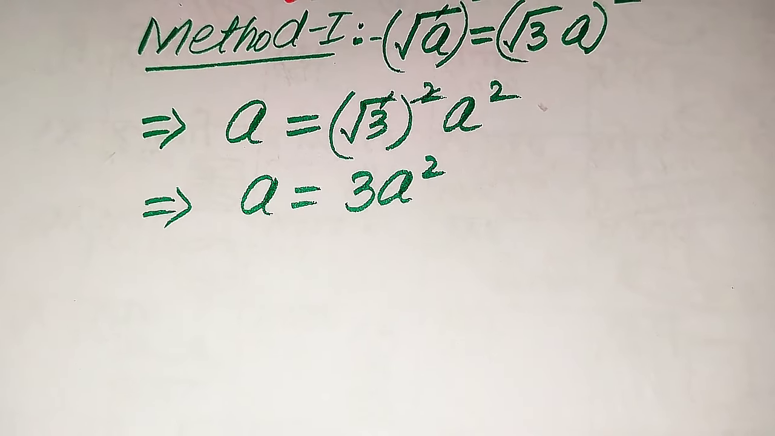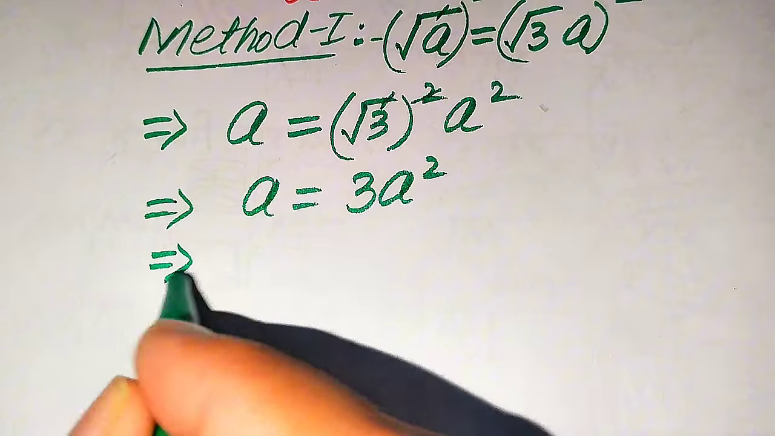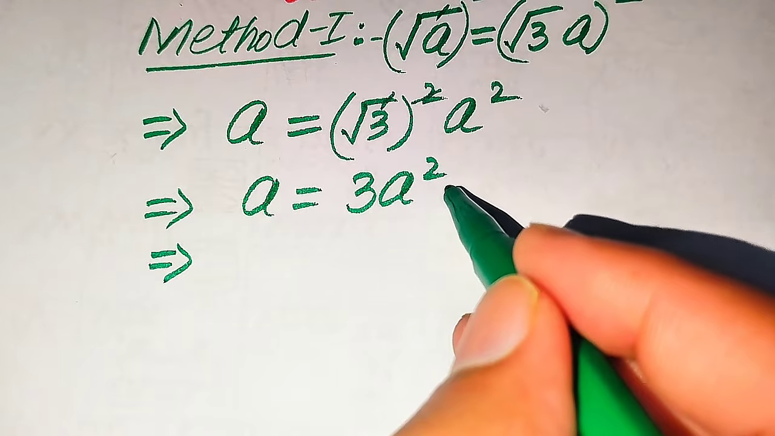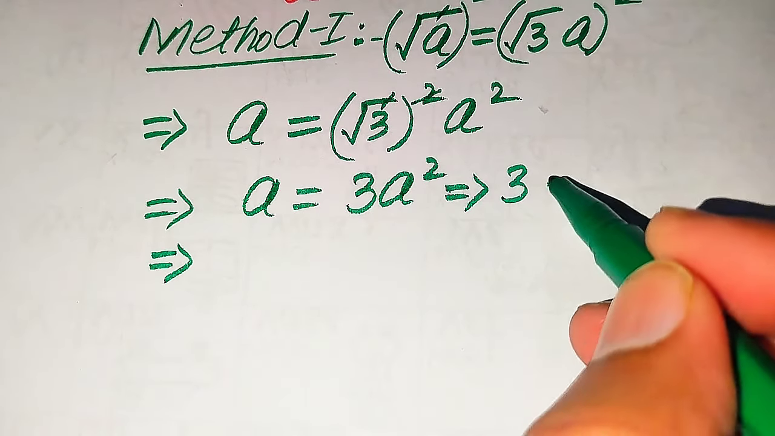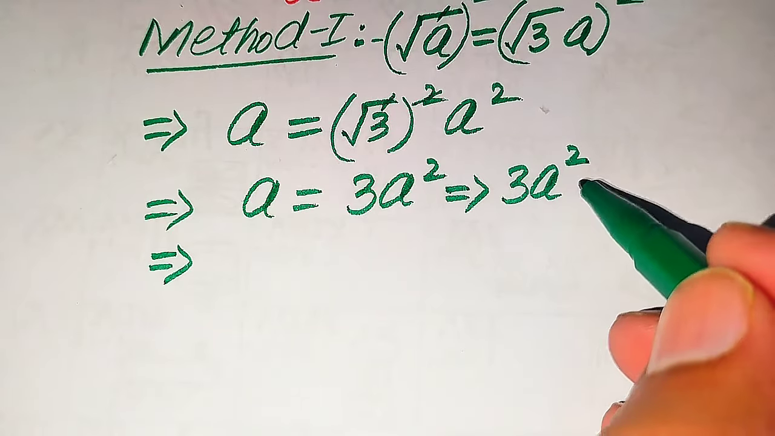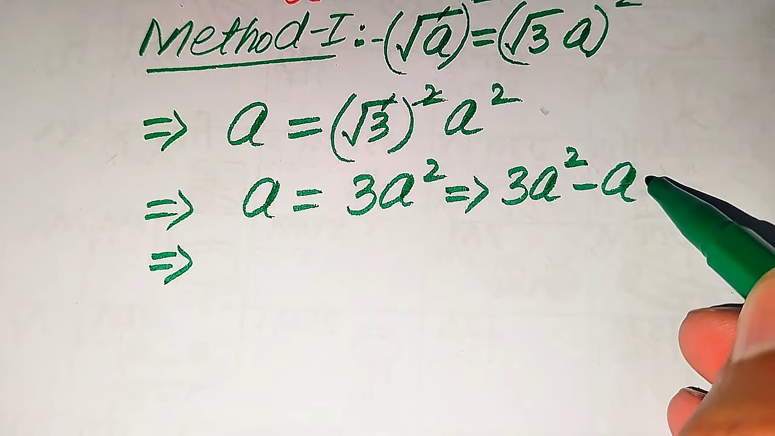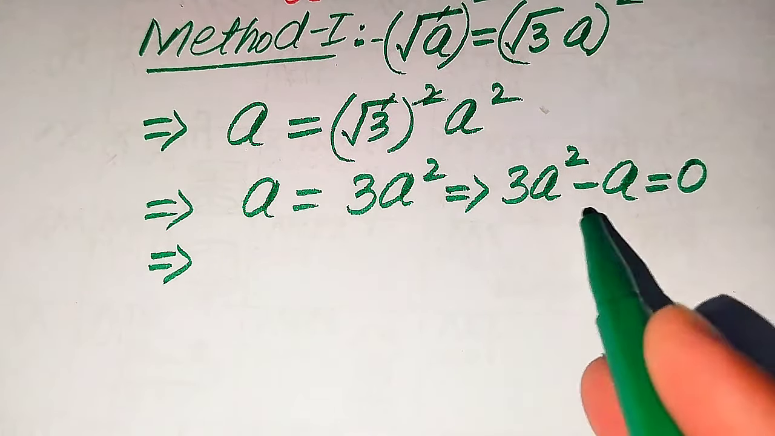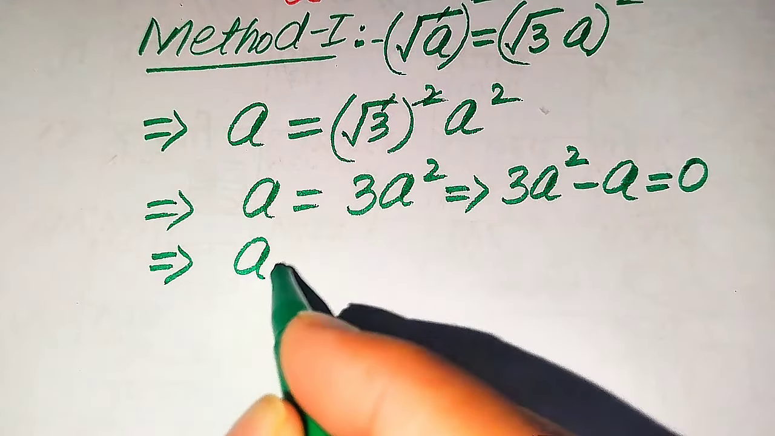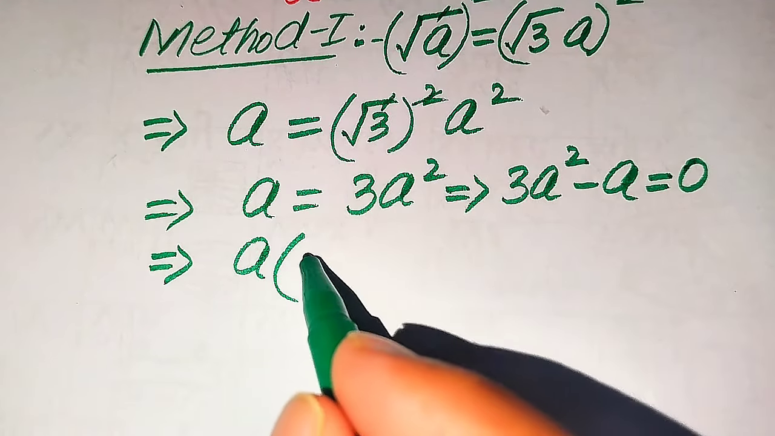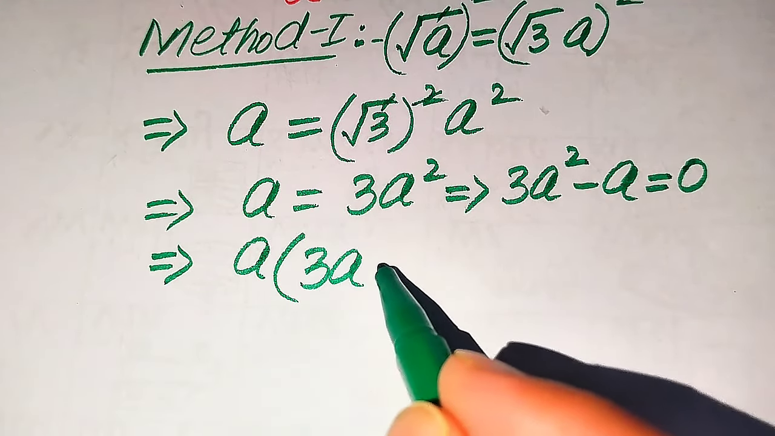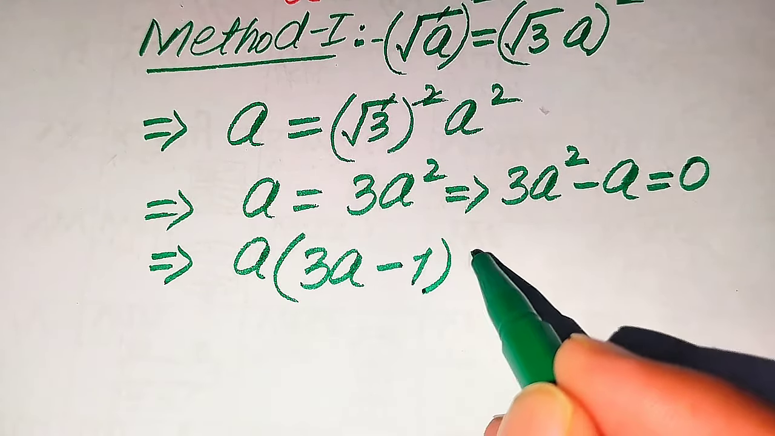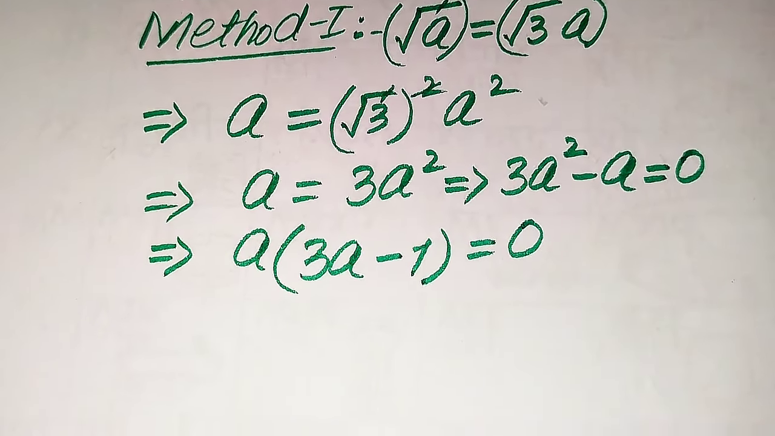So here we need to move the term from the left hand side to the right hand side. We move this a to the right hand side, and it becomes 3 times a squared. This is positive a; when we move it to the right hand side, it becomes negative a, and this whole equation is equal to 0. Now both of these two terms involve a, so we take common a from here, and the remaining values are 3a minus 1 is equal to 0.